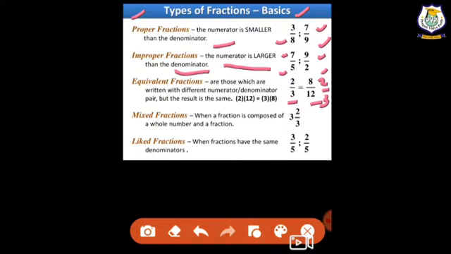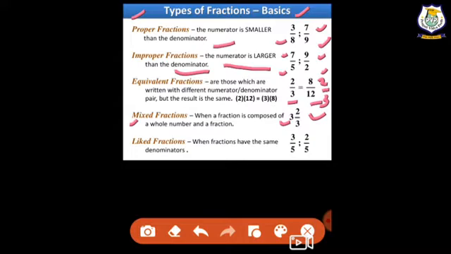Now we will come to the mixed fraction. When a fraction is composed of a whole number and a fraction. Whole numbers I have explained in the integers, the numbers which start from 0 to infinity. So here they have told the composition of a whole number and a fraction. You have seen here 3 is written, that is our whole number, and 2 by 3 is our fraction. So we will write the mixed fraction in the form of a whole number and a fraction.